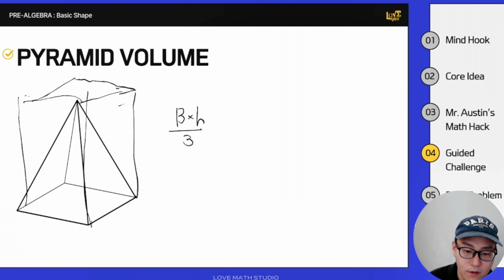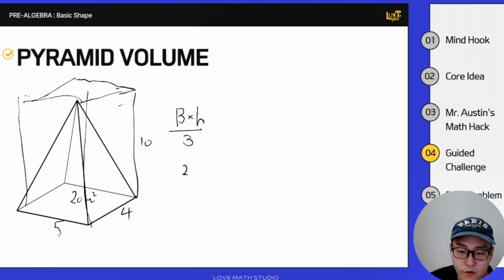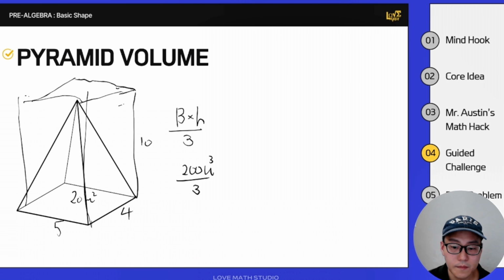So for example, let's say this is 4, 5, and height is 10. Then our volume of pyramid is gonna be 4 times 5, 20 unit square, times 10, which is 200 unit cubic, divided by 3 is your volume of pyramid.